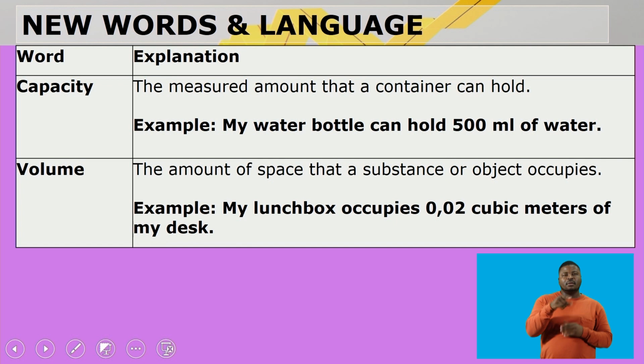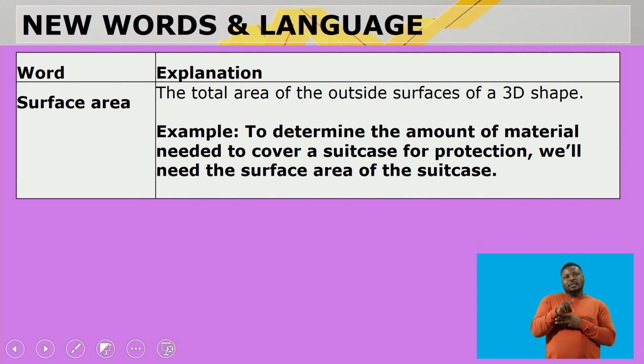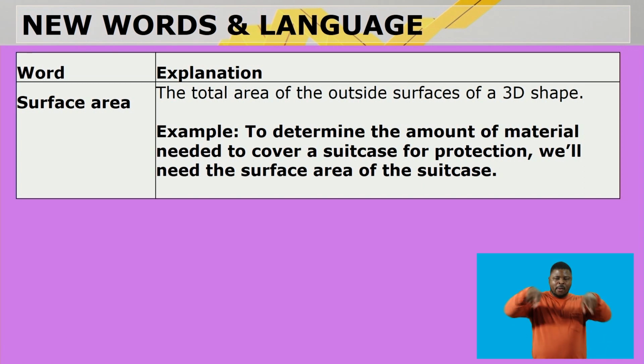The new words that you will encounter are capacity, the measured amount that a container can hold; volume, the amount of space that a substance or object occupies; and surface area, the total area of the outside surface of a 3D shape. And that is it for now.